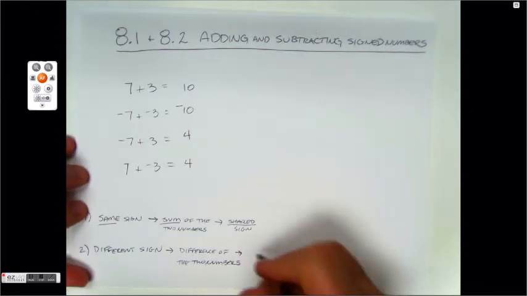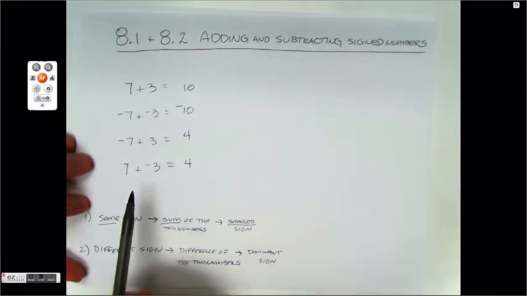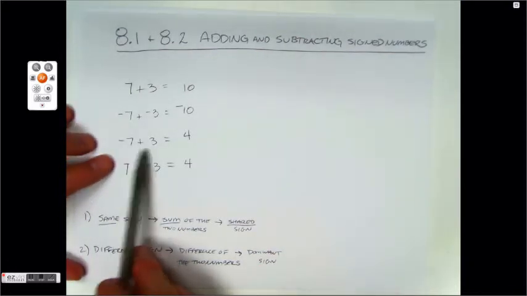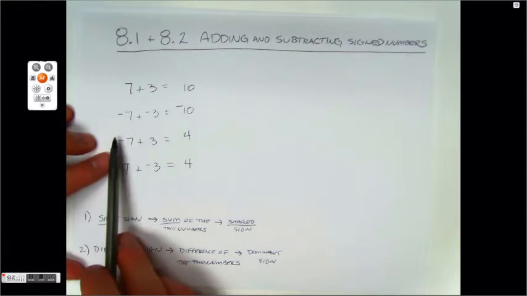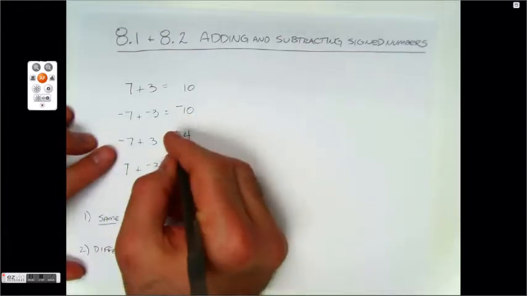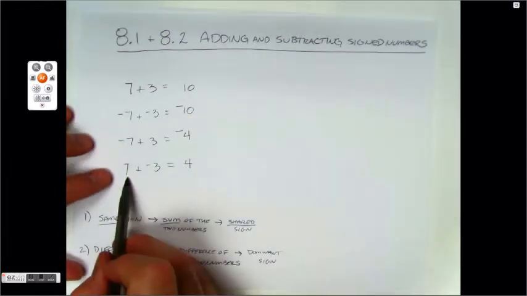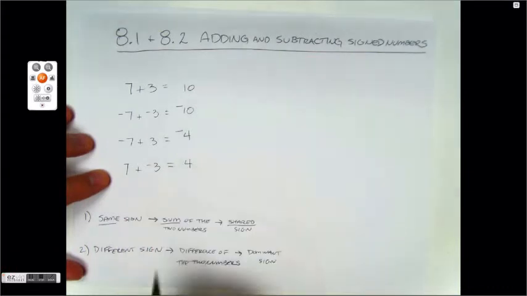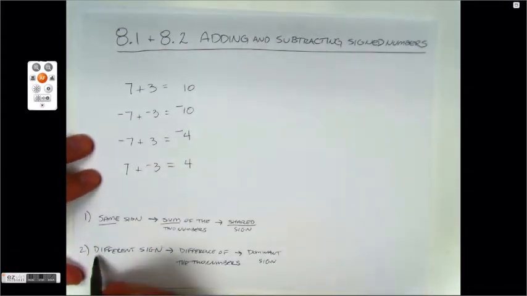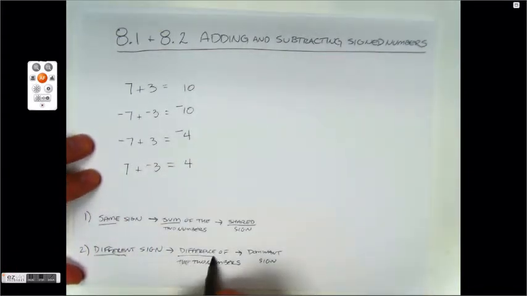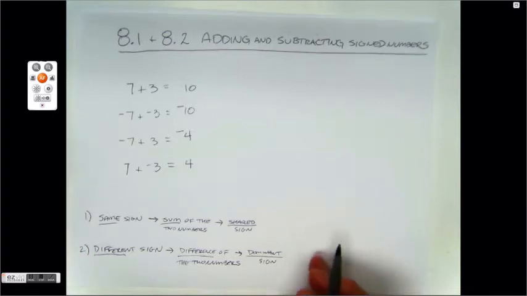And then finally, I want you to keep what I call the dominant sign. Whichever one was larger, you keep its sign. 7 is larger than 3, so I call it the dominant number. Its sign's negative, so the result has to be negative. This one here, 7 is the bigger number. Its sign is positive, so because it's bigger, it's dominant, so it's going to keep the positive. So when they're different, I want you to take the difference of the two numbers, then take the dominant sign.